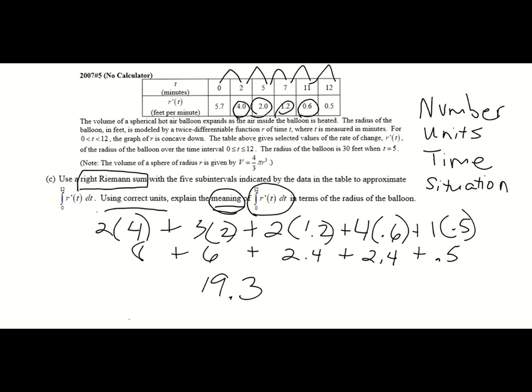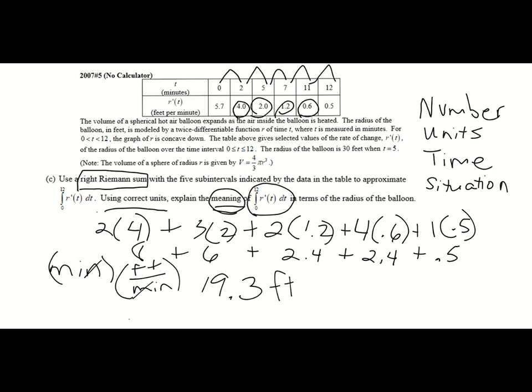So if we're doing 19.3, this was the answer to the integral from 0 to 12 of r prime of t dt. So what we essentially did here was we took the number of minutes that had passed, we multiplied them by the r prime of t, which was feet per minute, which means feet over minutes. So those minutes would cancel, and the units on this answer would be feet. Remember, it's always a good idea to do the same math to the units that you did to the numbers to figure out what units your answer should be in.